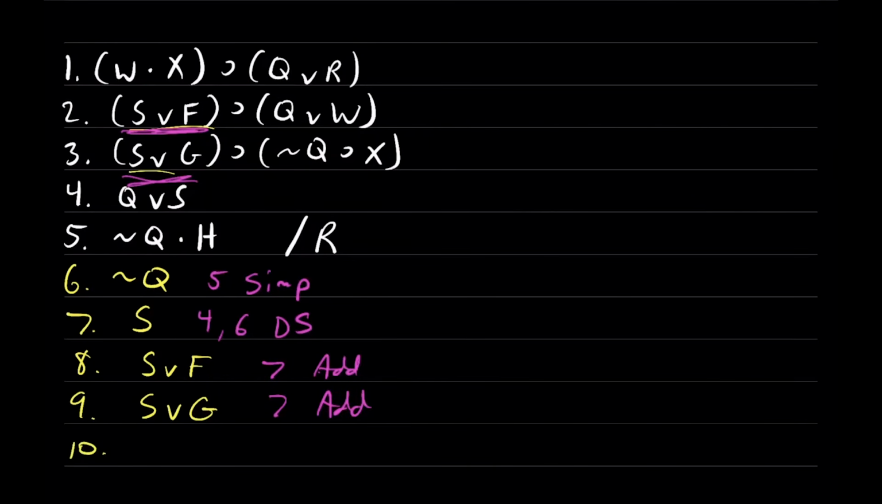Okay, so now I can do 2 modus ponens steps. I've got the antecedents of the conditionals in lines 2 and 3. So from line 2 and line 8, I can get Q or W by modus ponens. Let's see, that was 2 and 8 by modus ponens. And on line 11, I can do another modus ponens step with lines 3 and 9 to get the consequent of the conditional in line 3. Not Q implies X. And that is going to follow from line 3 and line 9 by modus ponens.